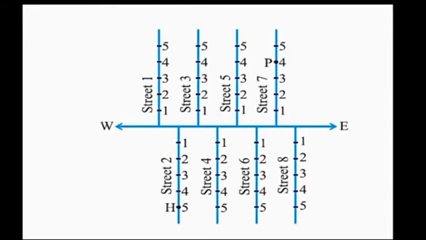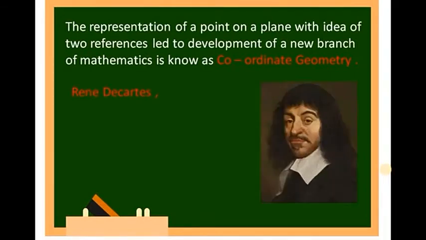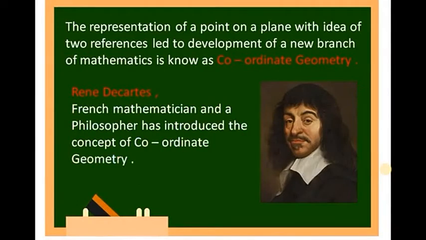Now, let us check the definition of coordinate geometry. The representation of a point on a plane with the idea of two references led to the development of a new branch of mathematics known as coordinate geometry. The father of coordinate geometry is René Descartes. René Descartes, a French mathematician and philosopher, introduced the concept of coordinate geometry.